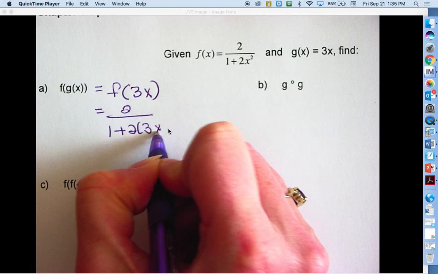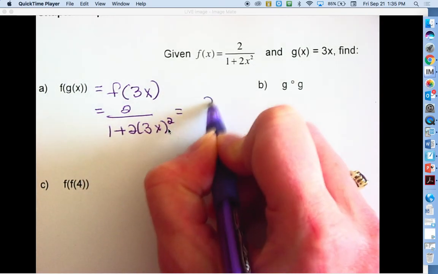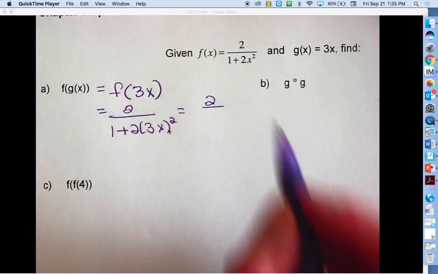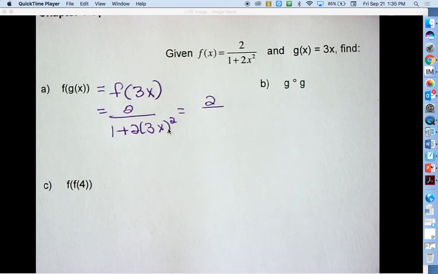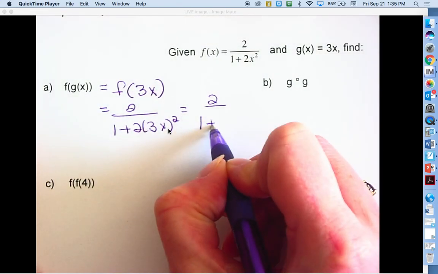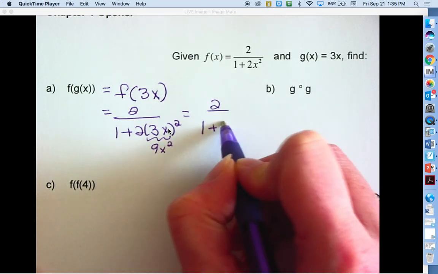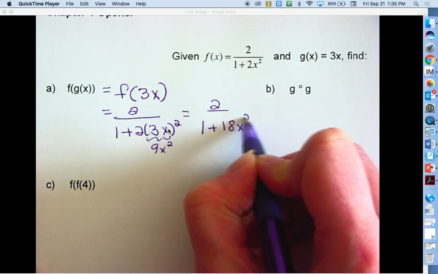Nice. So when you square that quantity, Chelsea, what does it become? 9x squared. Good. Don't forget, you're squaring the 3 and the x. Both of them are squared. So then we have really 1 plus, she said this is 9x squared. When we double that, we get 18x squared.